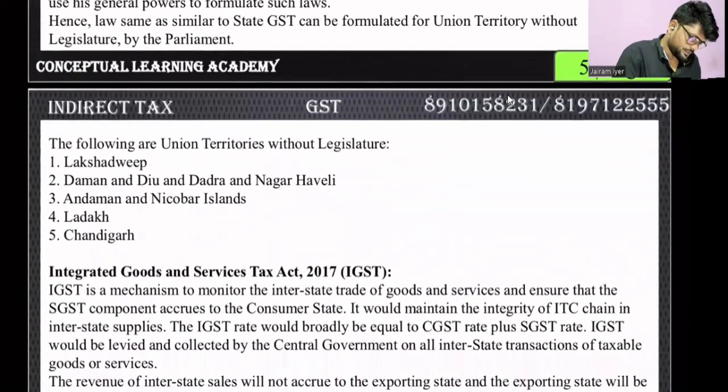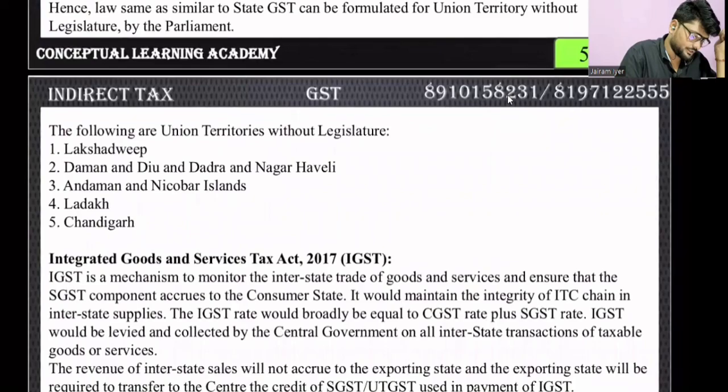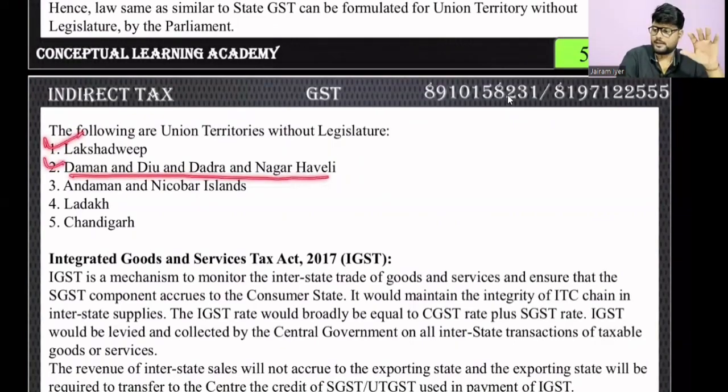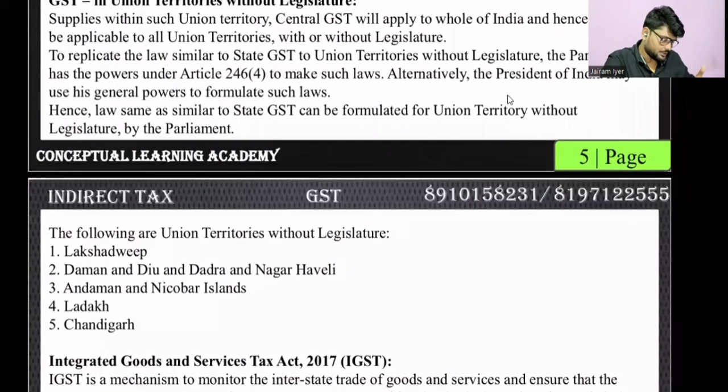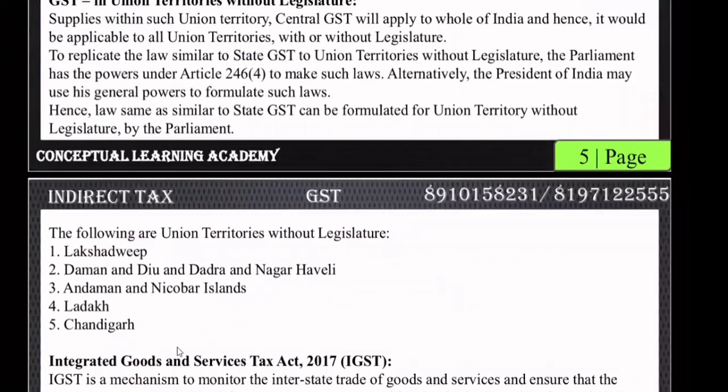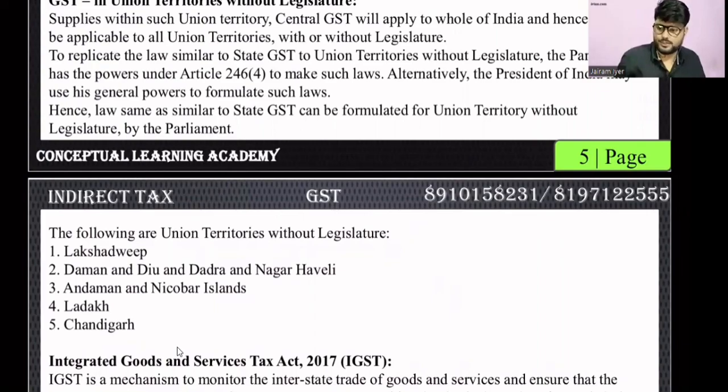See, the following are the union territories without legislature: Lakshadweep, Daman and Diu and Dadra and Nagar Haveli, Andaman and Nicobar Islands, Ladakh and Chandigarh. These things are only written over here, so it will be on your part to read it once in your life. I won't say read it today, read it tomorrow, read it once in your life.